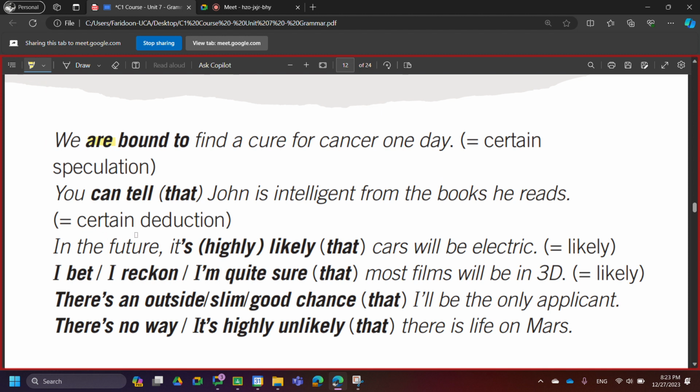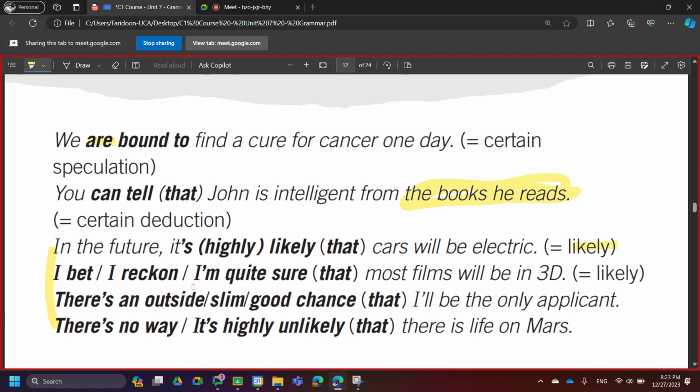Again, it is kind of certain, but it's not speculation now, it's going to be deduction. Your evidence is the books. So he has a lot of books with him. You know that maybe he is intelligent. Okay, and these phrases now, in the future: it's highly likely, it's just likely that cars will be electric, so it just means it's likely, it's possible.